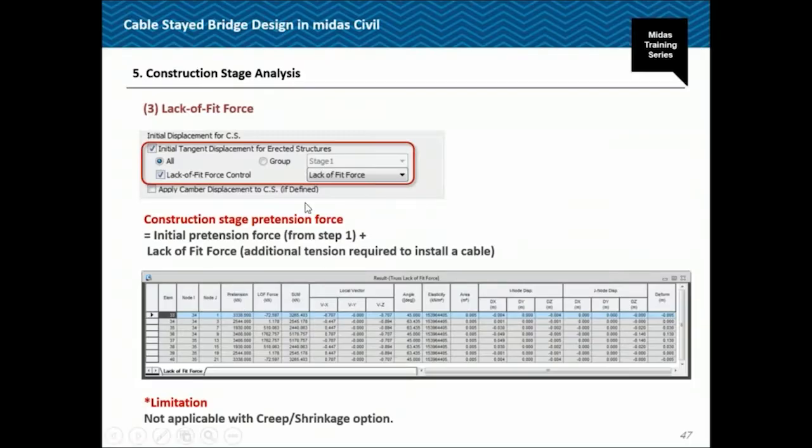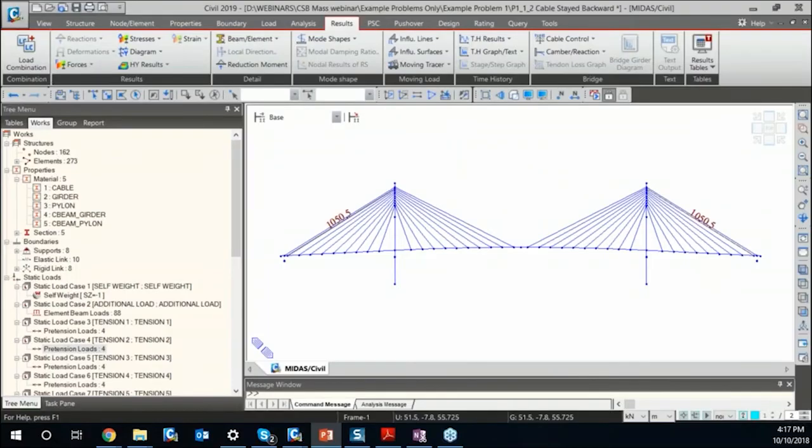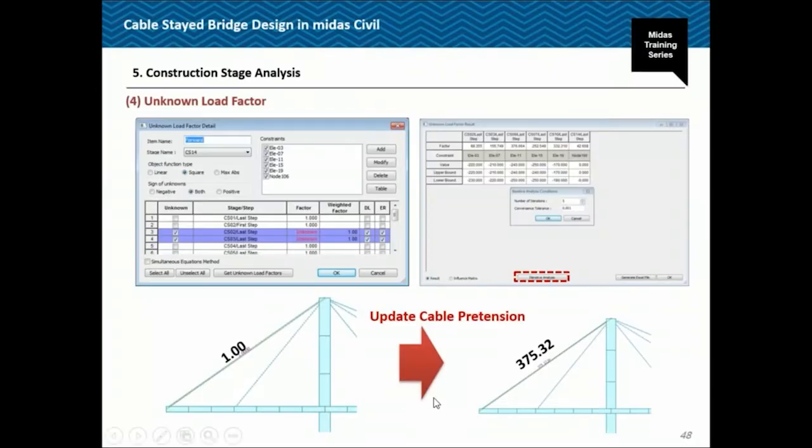This lack of fit option is there in the construction stage analysis control dialog box, where you need to turn on the options, the initial tangent displacement and the lack of fit force control. Then the program will give you the truss lack of fit force in a tabular format. So that is one lack of fit feature to determine the erection forces in construction stages.